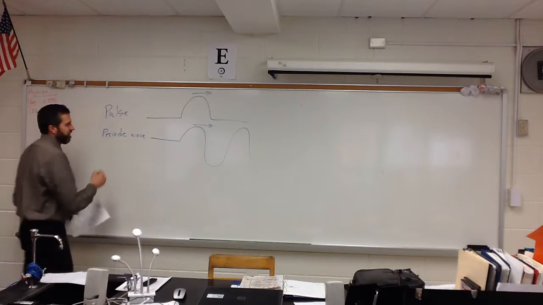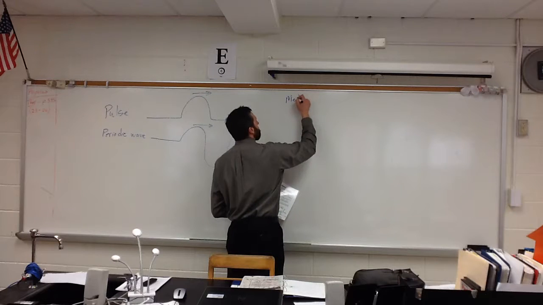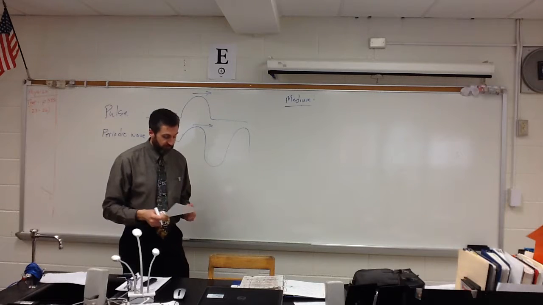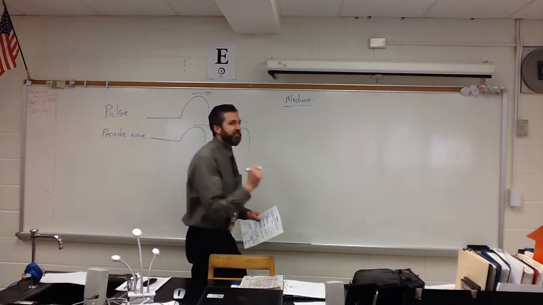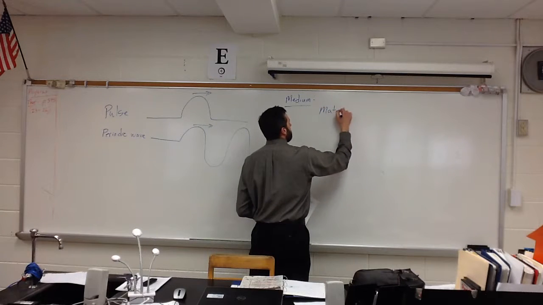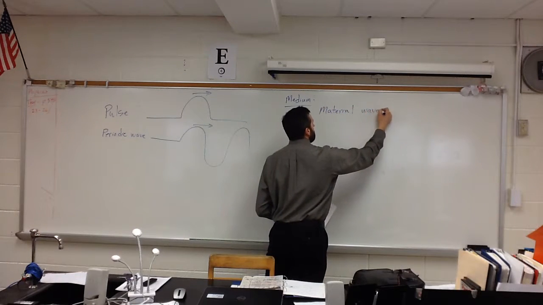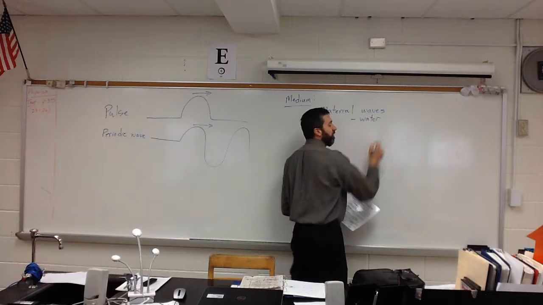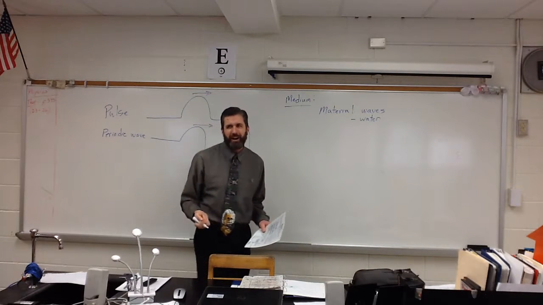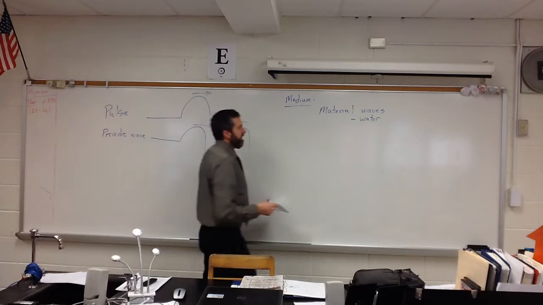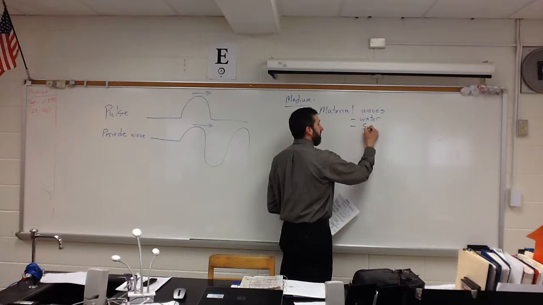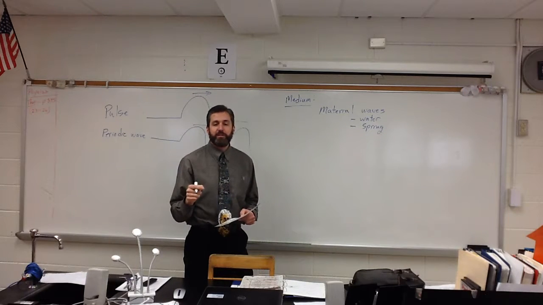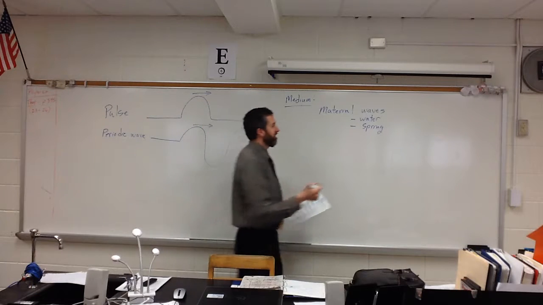Now, when you're talking about the material or the medium, that's the material that the wave is moving through. There are certain waves that have to have a material. Those are material waves. Examples of material waves would be water waves. Without water, you can't have a water wave. I know that's kind of obvious, but it needs to be said. You can't send a wave through a spring without the spring. And you can't send sound through the air without the air.